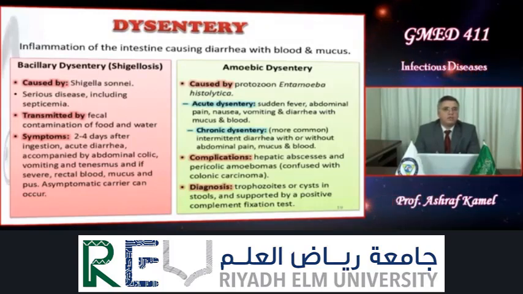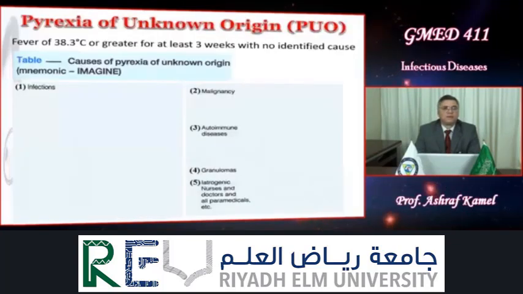There is an acute form and a chronic form. The complications can lead to hepatic abscesses and pericolic amoebomas, which can be confused with cancer of the colon. Diagnosis is by demonstrating the trophozoites or the cysts in the stools and supported by a positive complement fixation test.